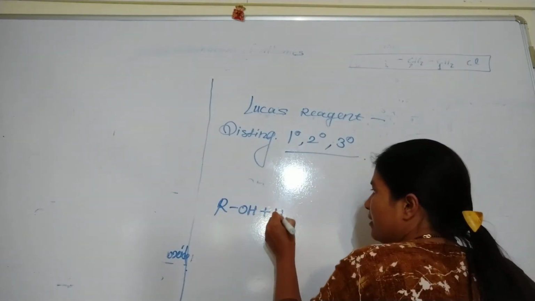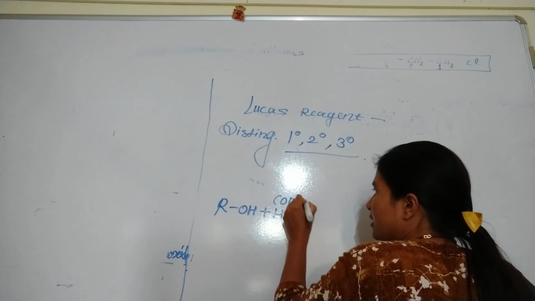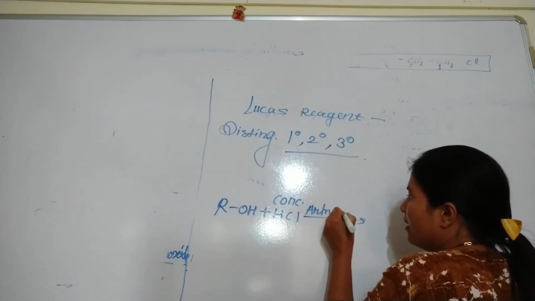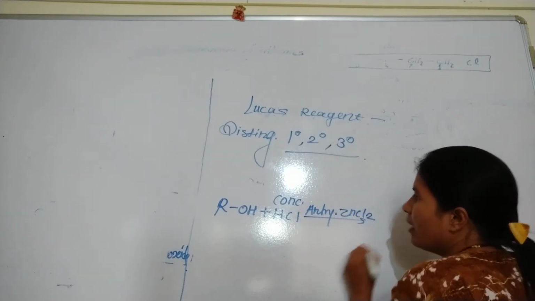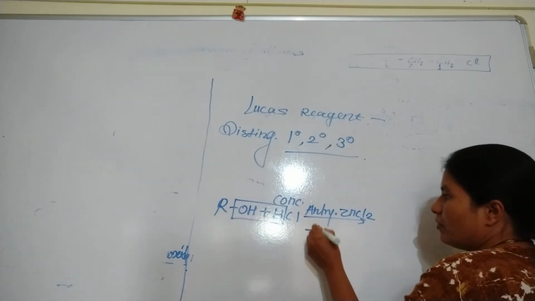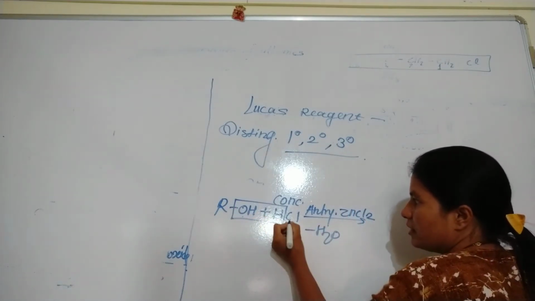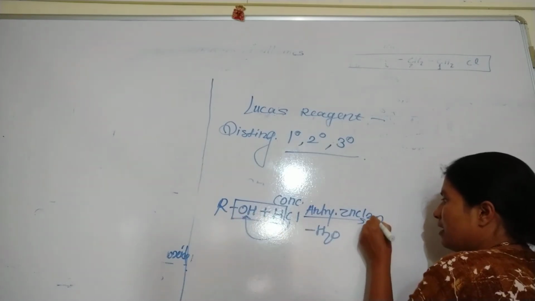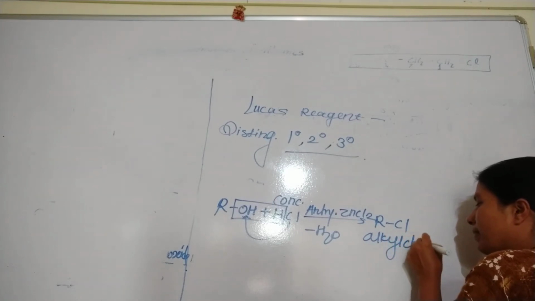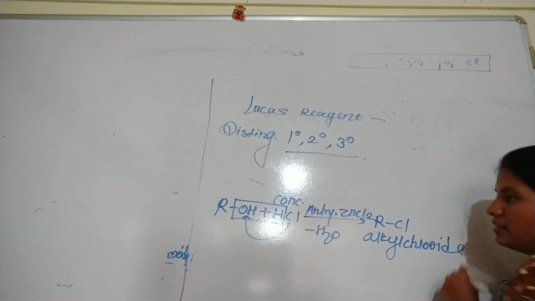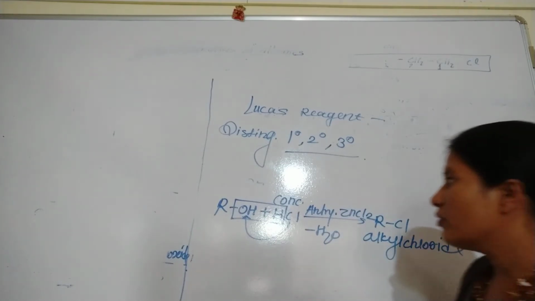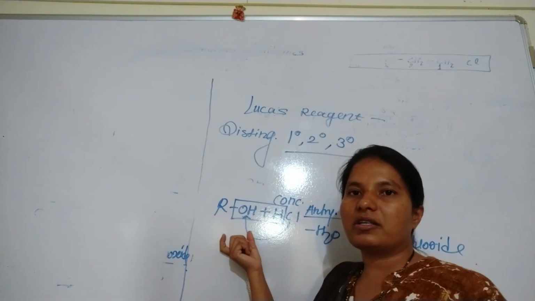I just add HCl, the concentrated HCl, with anhydrous ZnCl2. Okay, what happened? The OH and H combine together and you lose H2O, and the OH is replaced by Cl. That means an alkyl chloride forms. This is simply the preparation of alkyl chloride from alcohol. You can prepare it from primary, secondary or tertiary alcohol.